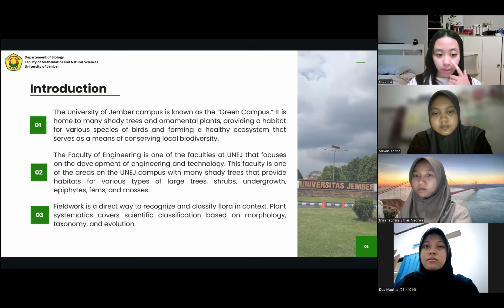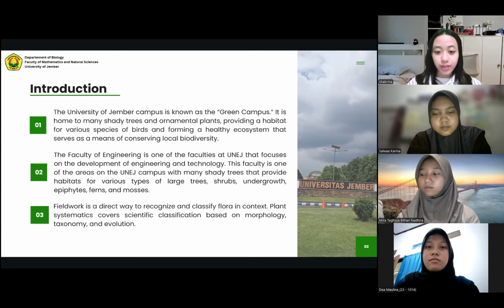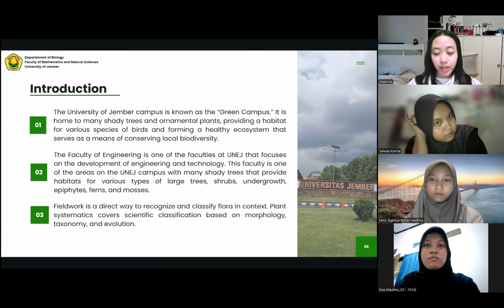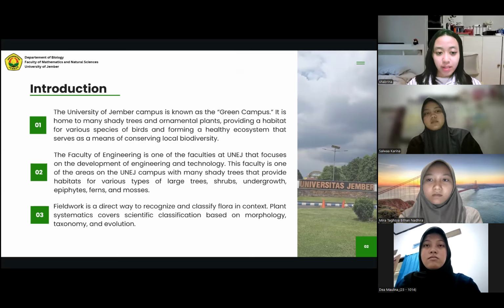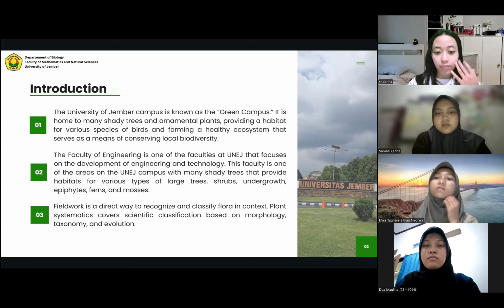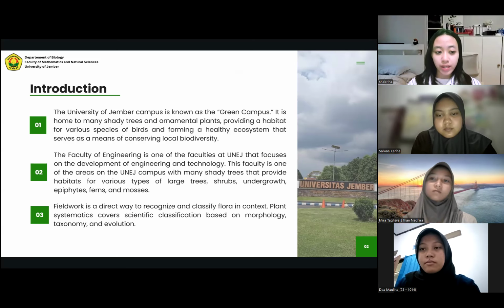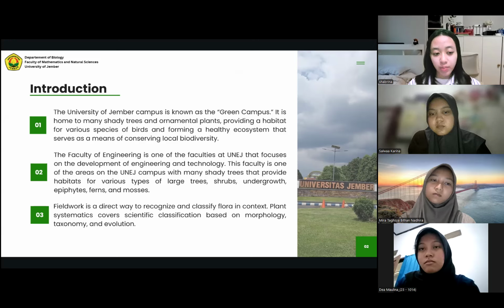The Faculty of Engineering is one of the faculties at the University of Jember that focuses on the development of engineering and technology. This faculty is one of the areas on the University of Jember campus with many shady trees that provide habitats for various types of large trees, shrubs, undergrowth, epiphytes, ferns, and mosses.